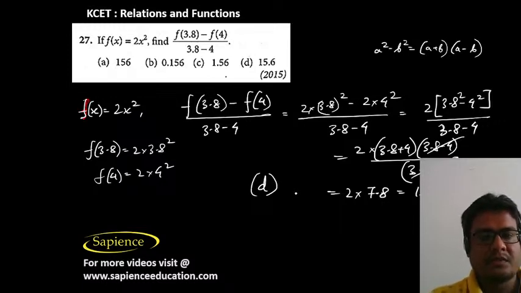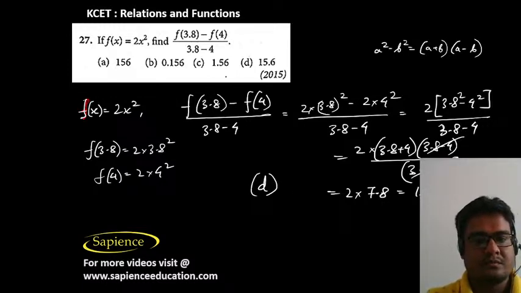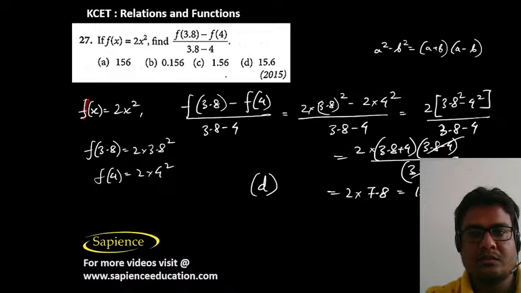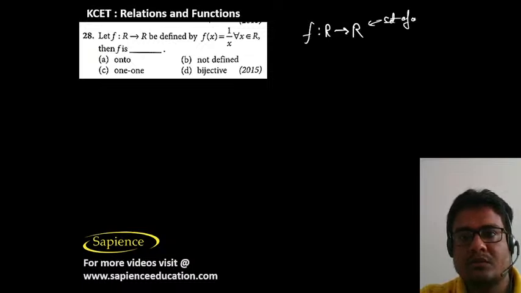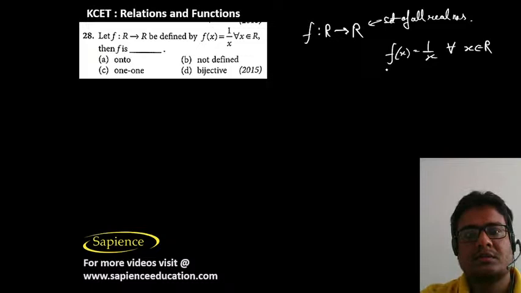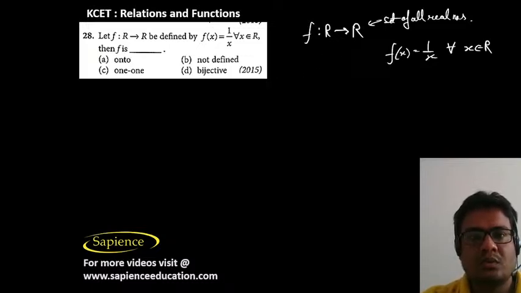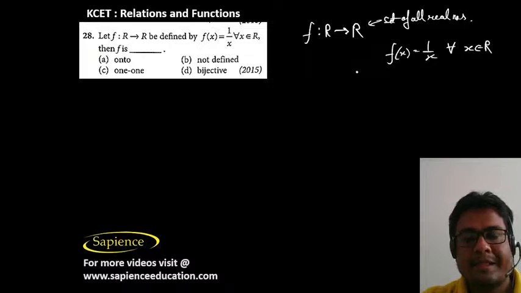Then we shall go on to the next question, which is question number 28. Here it is told that f is a function which maps from R to R, where R is the set of all real numbers, and which is defined as f of x equals 1 by x for all x belongs to R. Then is f onto, one-one, or bijective? If it is bijective, it means it should be both one-one and onto. So we have to find if it is one-one or onto.